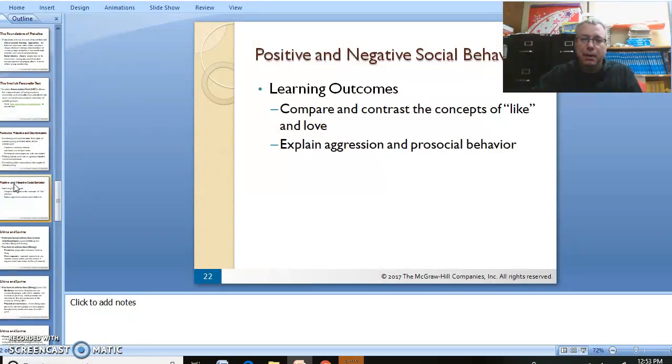We like to compare and contrast. Our positive and negative social behavior, we have to compare and contrast. Like and love, and explain aggression and pro-social behavior.